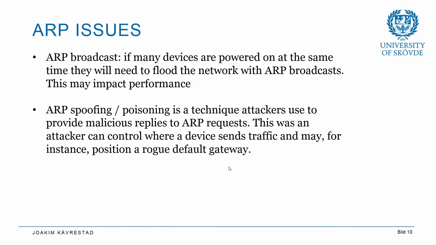A more pressing matter is ARP spoofing or ARP poisoning, which is a technique attackers use to provide malicious ARP replies to ARP requests. This way, an attacker can control where a device sends traffic and may, for instance, position a rogue default gateway. So instead of clients in the network using the correct default gateway, the clients will use the attacker's computer as default gateway, and all traffic sent from the network will be filtered through the attacker's machine, which is not very good.